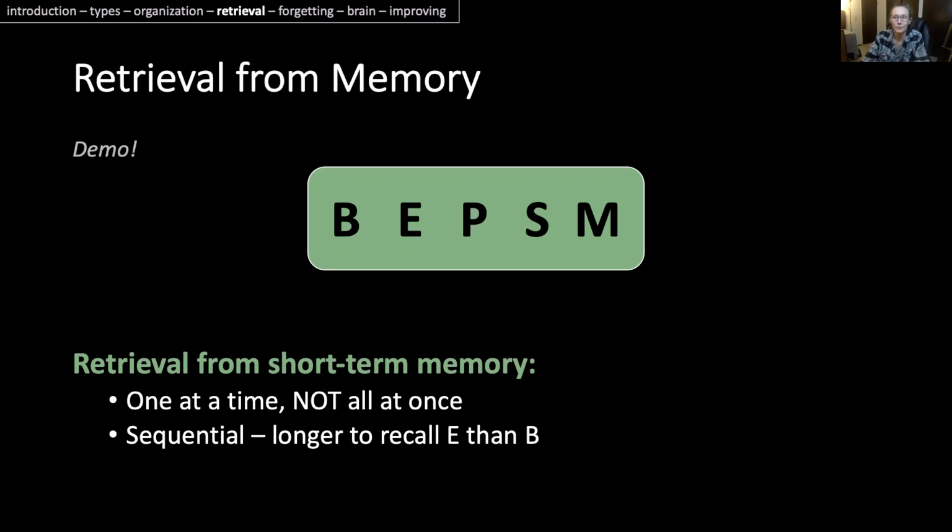So hopefully you got that. This is how we retrieve things from long-term memory. This remember post-it note was never actually in the lecture.